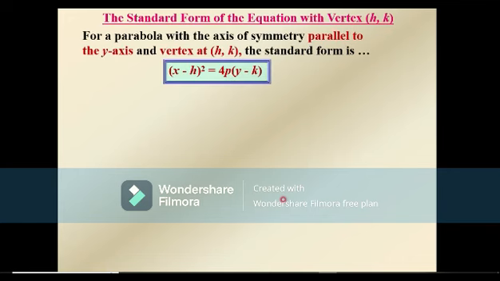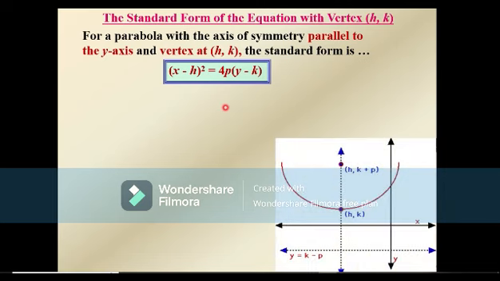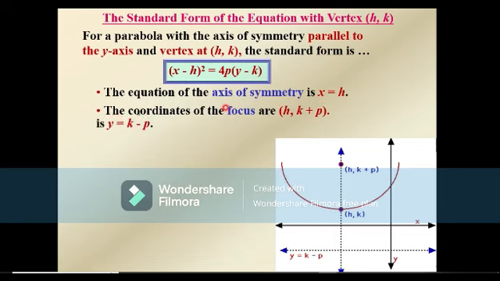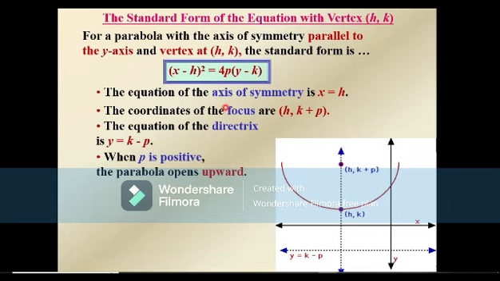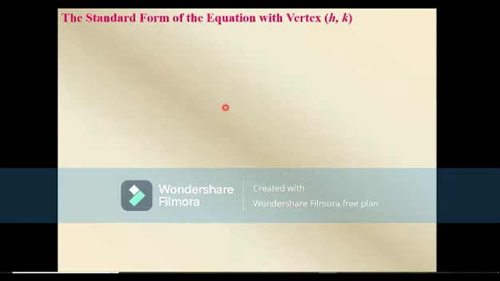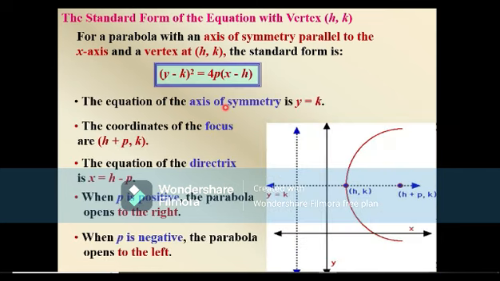Then the standard form of the equation with vertex (h, k) for a parabola with the axis of symmetry parallel to the y-axis is (x minus h) quantity squared equals 4p times (y minus k). I won't be discussing this again and again. I will just play this one because we already discussed this in the previous slides and previous video, because you mastered this already. The same is true with this one.